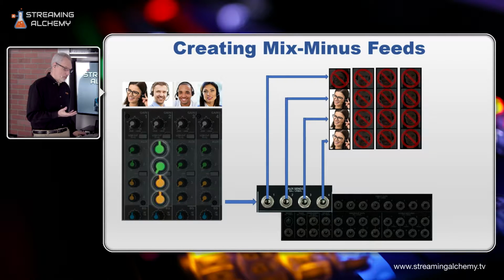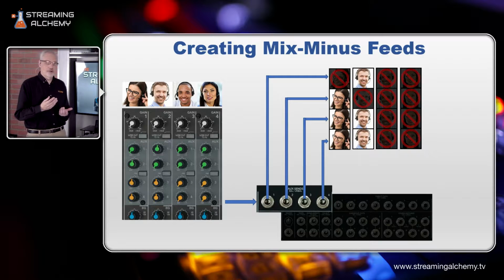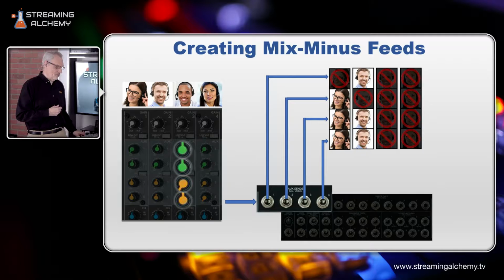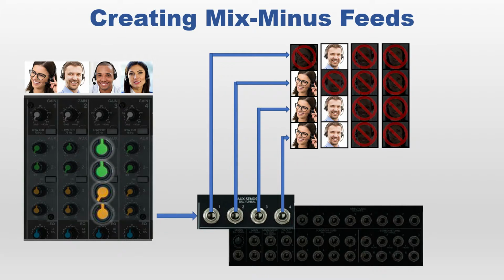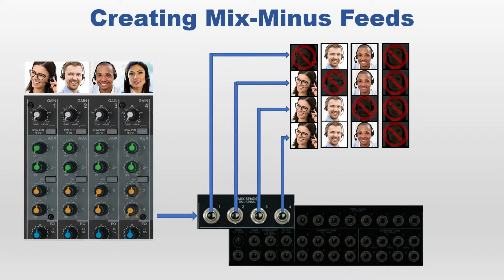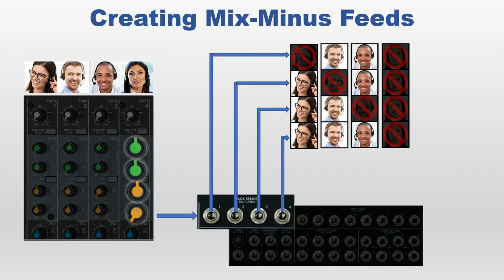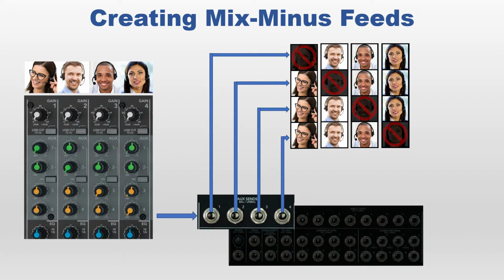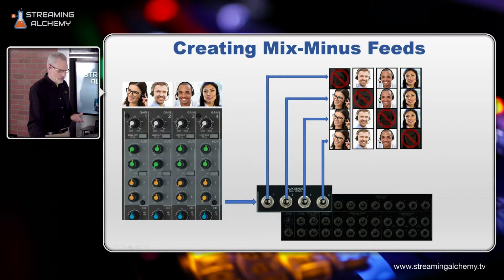The same now in aux 2 for the second guest. We send their audio out 1, 3, and 4, but aux 2 is shut off. So same result. Their audio would not be coming back to them. And if we look at the other guests, again, the same way. Channel 3 has no audio going out aux 3, and in channel 4, aux 4 has no audio going out. So what we've done in each of these feeds is created a mix minus their own audio, which is where the mix minus term comes from.